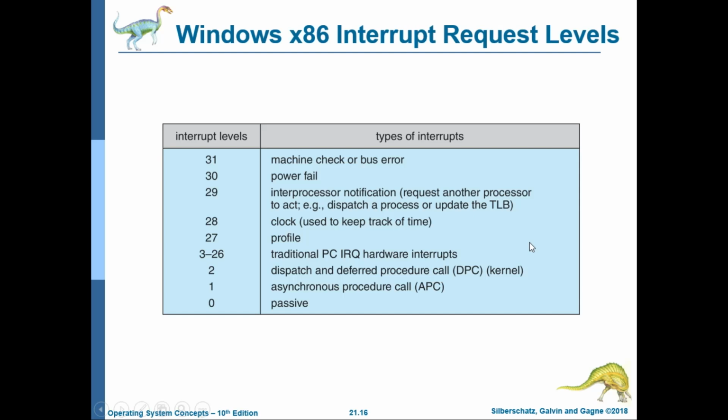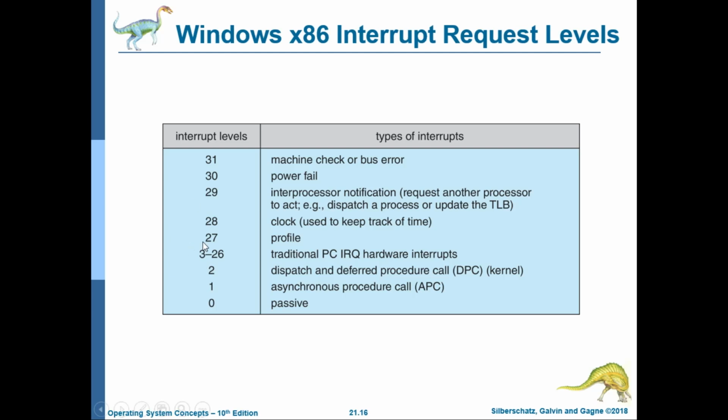Okay, we have here a table of Windows x86 interrupt request levels, or IRQ. For this table, let's go first with the bottommost part. Interrupt level 0 is passive, that's the type of interrupt. Then level 1 is asynchronous procedure call or APC. And then level 2 is for dispatch and deferred procedure call or DPC, which is intended for the kernel. And then from 3 to 26, these are the traditional PC IRQ, interrupt request, hardware interrupts.